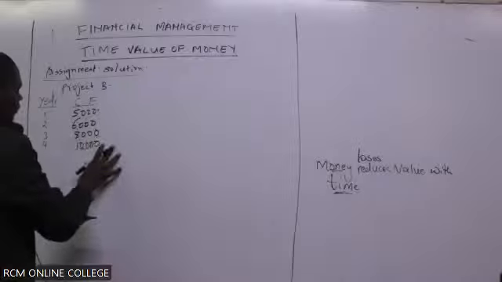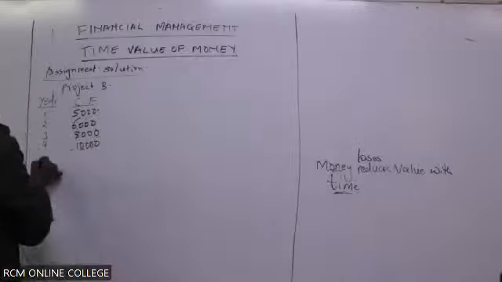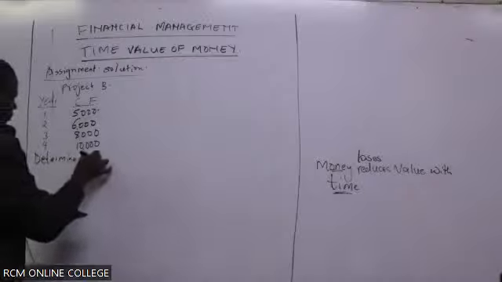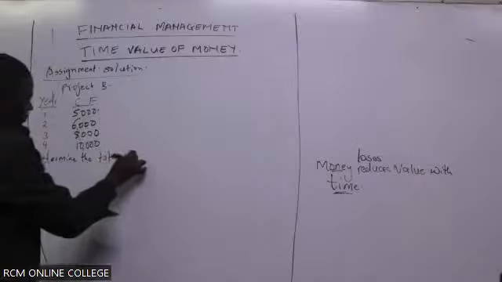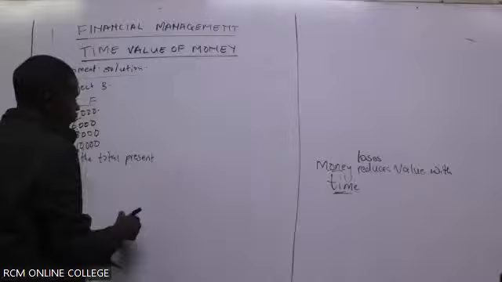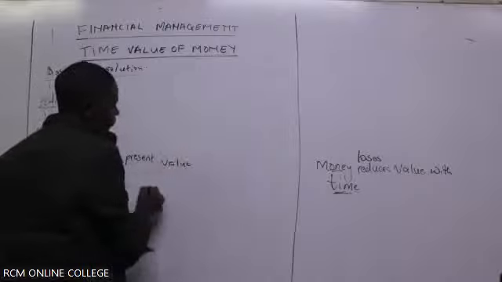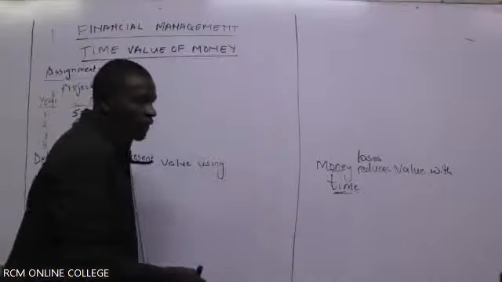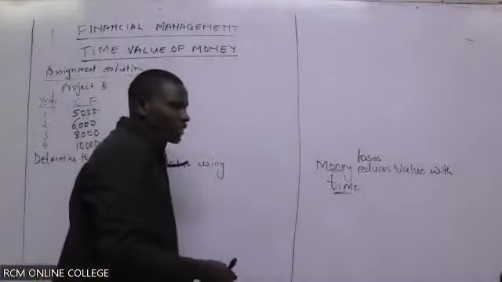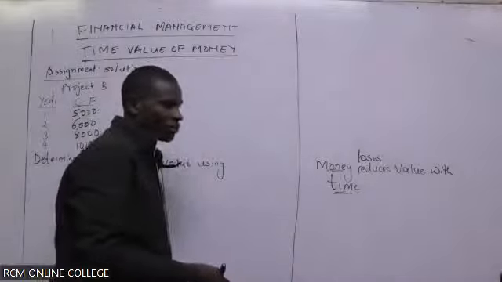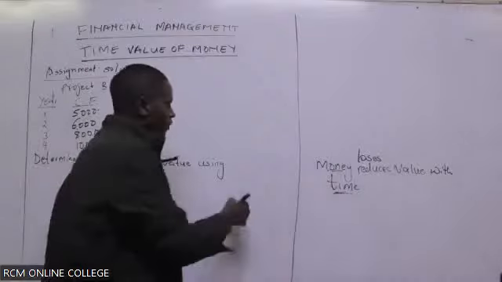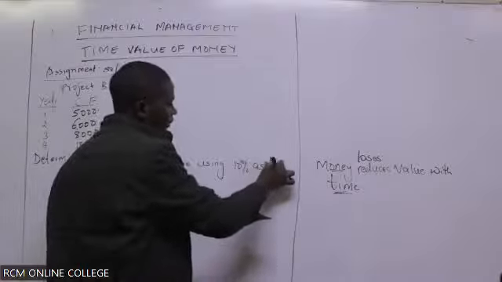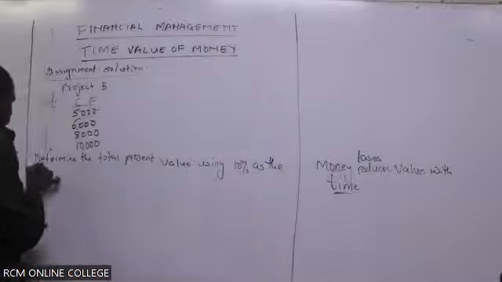So these are cash flows, and we were required to determine the total present value. What was the rate of return? Was it 10% or 13%? 10%. You see, 10% is the required rate of return.